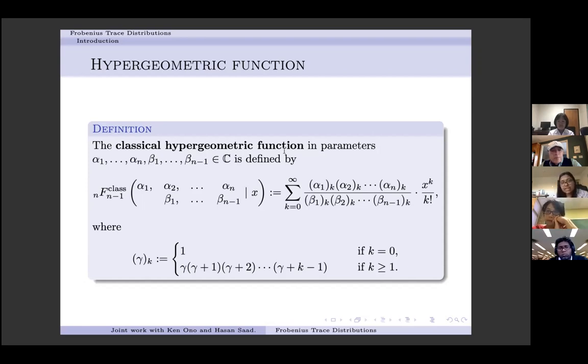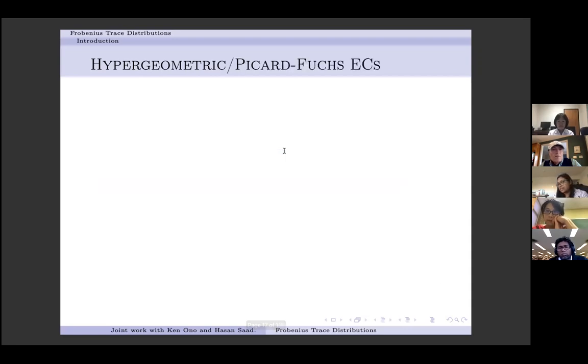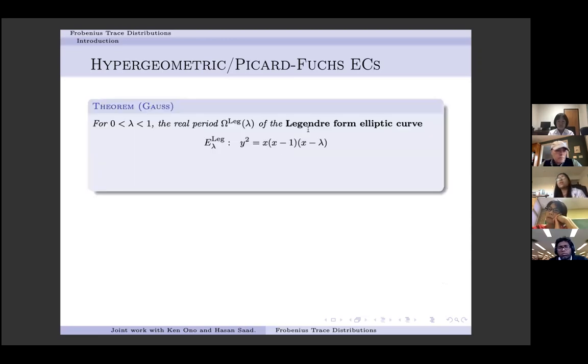Now we'll see some of their connections with elliptic curves. If we consider an elliptic curve over the field of complex numbers, then we know that over the field of complex numbers, this elliptic curve is a one-dimensional torus.